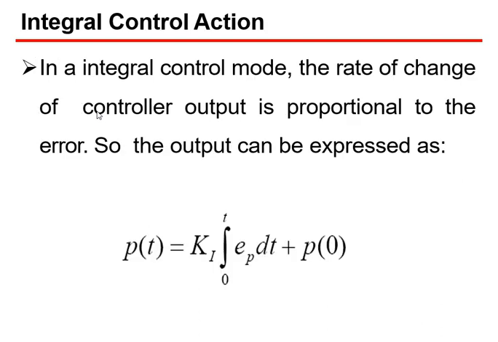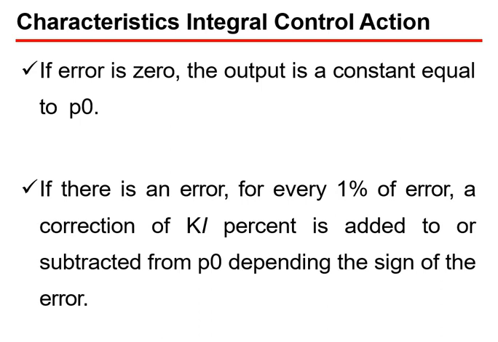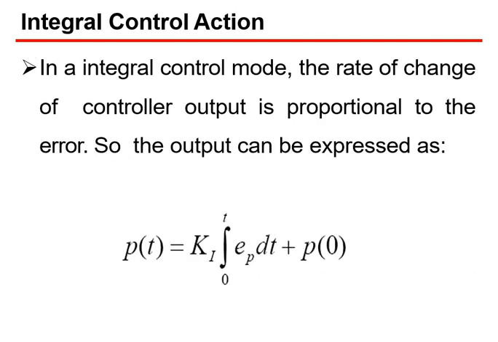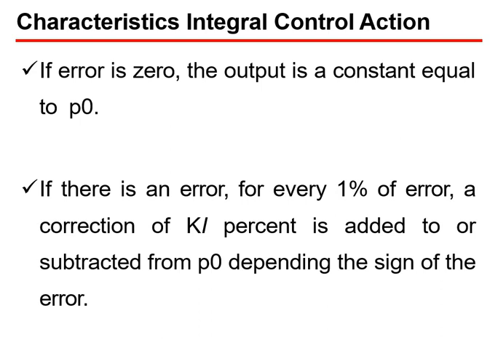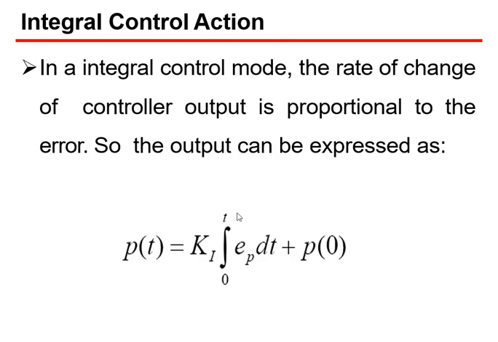Here the important characteristic, similar to proportional, is that if error is 0, the output is constant, equal to P out or P0. If there is an error, for every 1% of error, a correction of Ki percent is added to or subtracted from P out depending on the sign of the error. Again, it is similar to the proportional action, but it is integration.